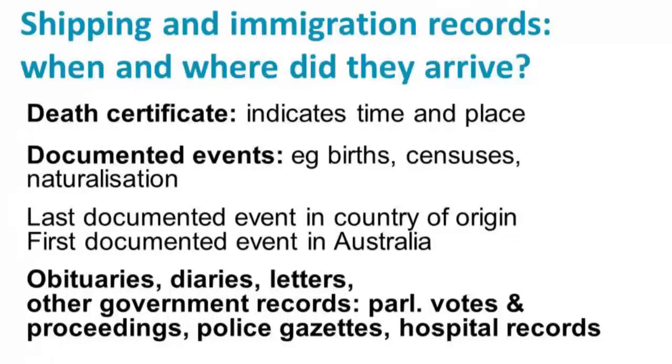So, shipping and immigration records. First thing you need to work out is when and where did they arrive. You do that through looking at the death certificates, which can indicate time and place. They may also say how many years the person has been in a colony, so you can use that to work back to when they could have arrived. You also look at documented events, so when births occurred, census records, naturalisation records, and then you're looking at the last documented event in your country of origin, and then the first documented event in Australia. So that's how you work out your window.